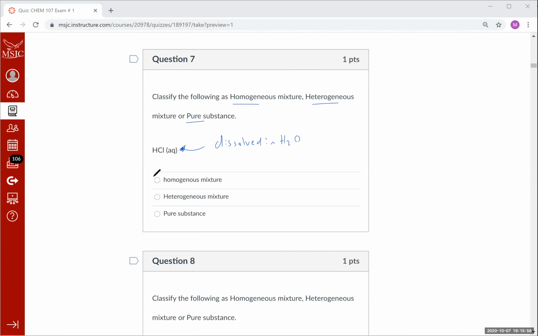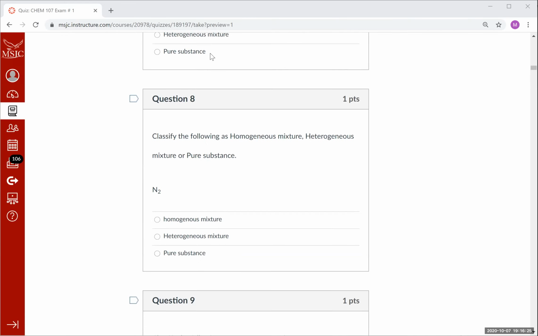Homogeneous mixture. Yep, exactly right. It would be a homogeneous mixture, because we have hydrochloric acid and water mixed together to make a miscible solution of consistent composition. Does that make sense? Perfect. So let's look at the next case.